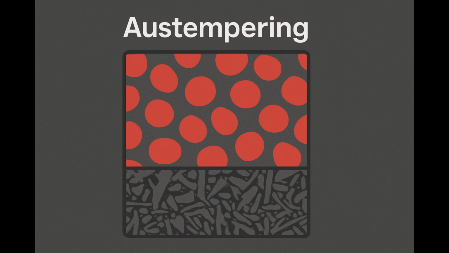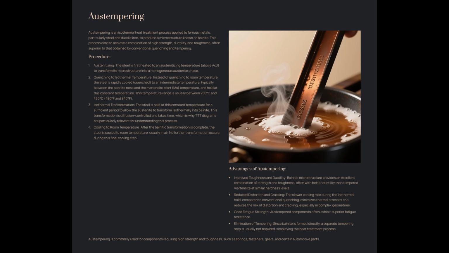Advantages of austempering: improved toughness and ductility. Bainitic microstructure provides an excellent combination of strength and toughness, often with better ductility than tempered martensite at similar hardness levels. Reduced distortion and cracking. The slower cooling rate during the isothermal hold, compared to conventional quenching, minimizes thermal stresses and reduces the risk of distortion and cracking, especially in complex geometries.